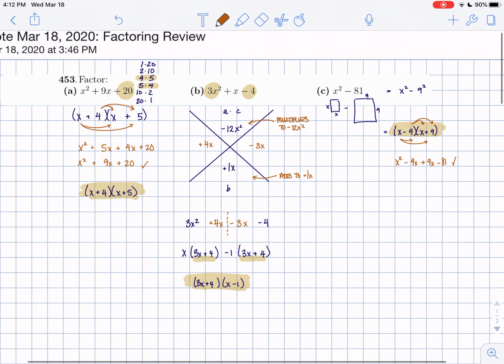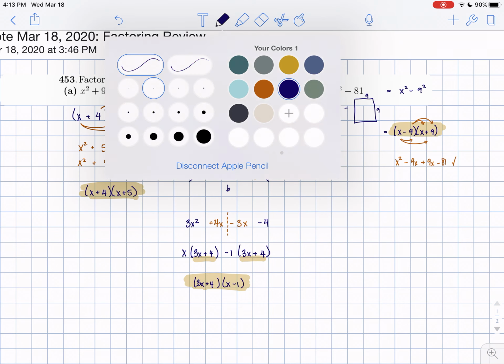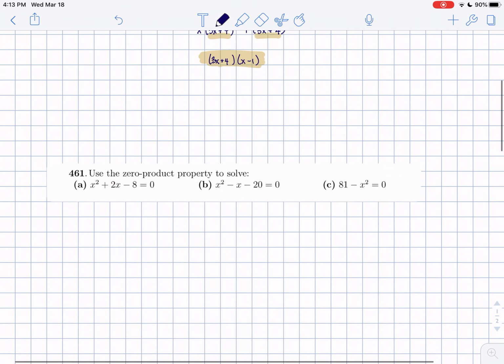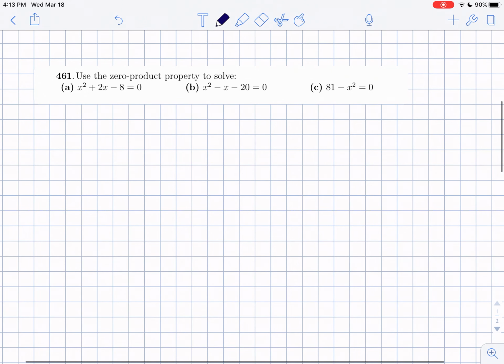So there's my review of factoring. The three ways, basically the first one in part A, using the factors of the C value because there's no A value to deal with. Part B, setting up an X box, and part C, using the difference of squares pattern. Now in 461, we want to take factoring a step further and use it to solve equations that have a quadratic on the left side, so some kind of quadratic expression equaling 0.